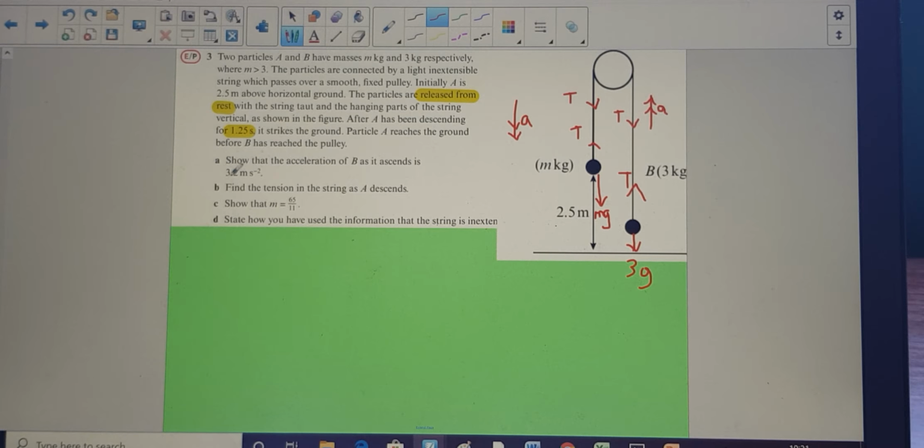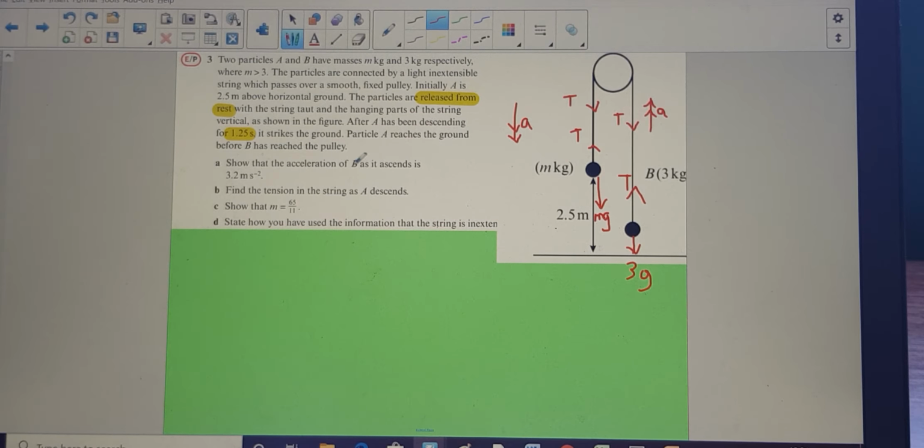Okay. Part A. Show that the acceleration of B as it ascends is 3.2 meters per second squared. Well, if I think about it, the acceleration of B is going to be exactly the same as the acceleration of A anyway, isn't it? Because I'm given more information about A, i.e. how long it takes to strike the ground and the distance to the ground, if I can work out the acceleration of A as it descends, it will be exactly the same as the acceleration of B as it ascends.